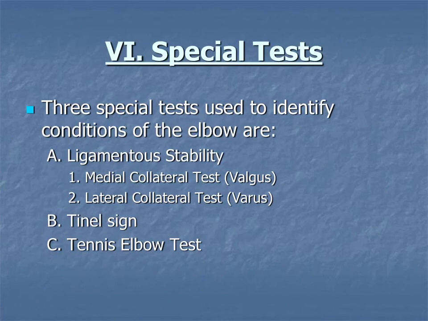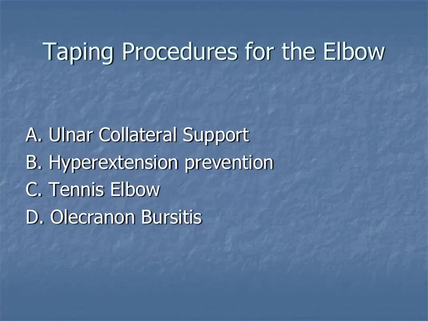A few special tests for the elbow are very similar to the same special tests we learned when dealing with the knee, the valgus and varus stress tests. The difference is the structures that we're testing, and we'll demonstrate that in video and or in class right now. Tinel sign will indicate if a nerve, like the ulnar nerve, is inflamed or damaged. We will also demonstrate how you identify tennis elbow. The following 4 types of taping and or bracing procedures will be demonstrated on our YouTube site.